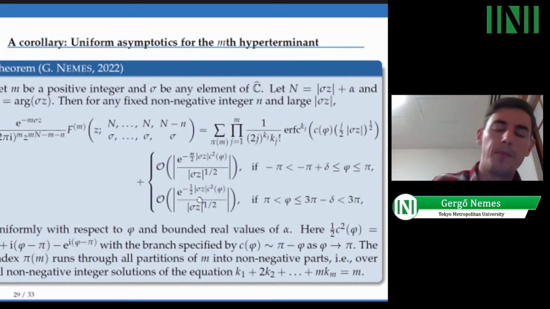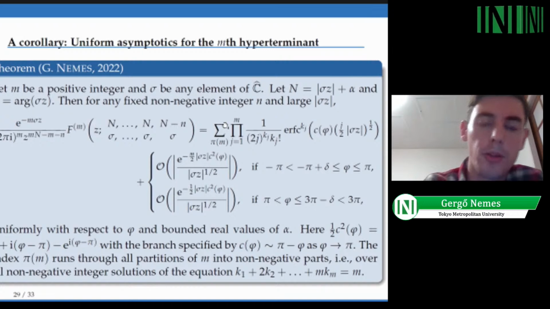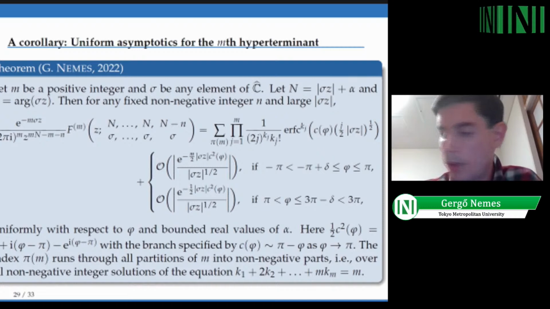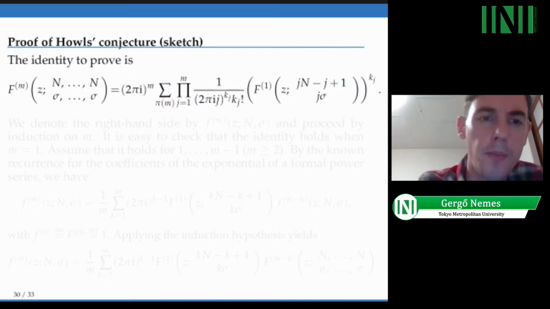Everything is the same region of validity. And for example, if m equals 1, then this reduces to the Berry-Olver formula. If m equals 2, then it reduces to the formula I showed you before. Okay, we have about 10 minutes. Let me try to tell you quickly a sketch of the proof of the conjecture.